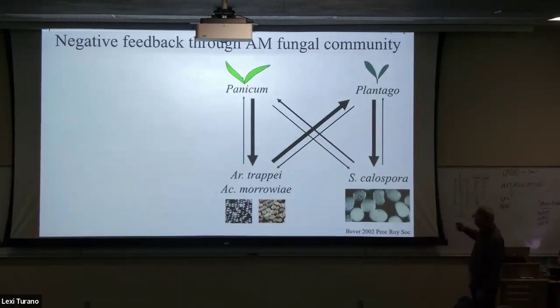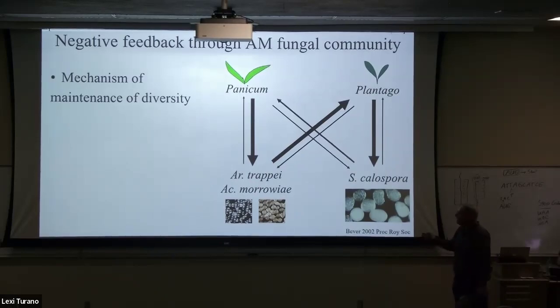So panicum does best with this species. This fungus grows best with Plantago lanceolata. Plantago lanceolata grows much better with these 2 species, and these 2 species grow better with panicum. So that generates a negative feedback dynamic, which is interesting because it could be a mechanism for the maintenance of diversity of the fungi and the plant. And it's interesting because it could be a mechanism for facilitation.